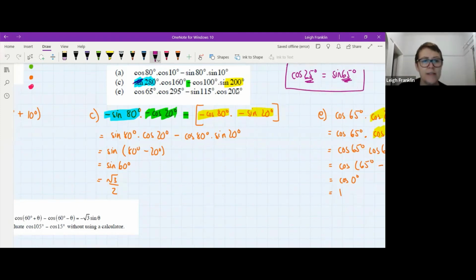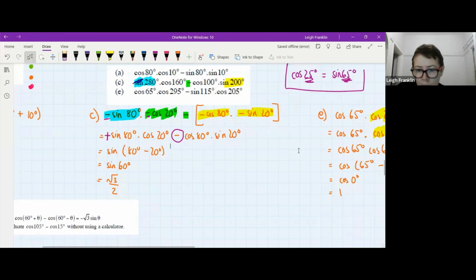Okay, so now I said a negative times a negative is a positive. So here's a positive. And then here I said a negative times a negative is a positive. And when you add a positive, you are subtracting. That's why I've got a negative over there. So it's sine cos, cos sine. That's a sine compound angle. Sine keeps its sign. So sine 80 minus 20 leaves us with sine 60. And that is root 3 over 2.